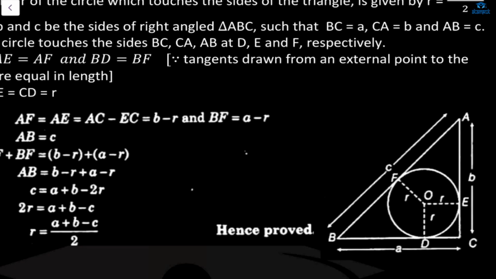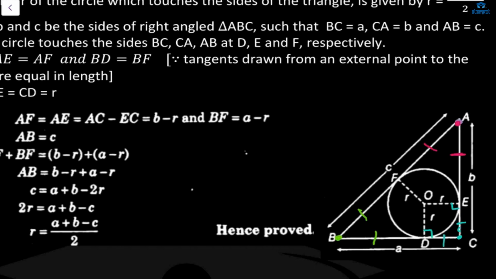Therefore, here A is an external point, Safiya. A is an external point, so this will be equal to this. Similarly, B is the external point, this will be equal to this. Similarly, C is the external point, this will be equal to this. And here we have drawn the radius, and this will be perpendicular to this.